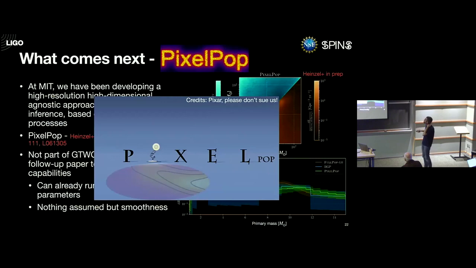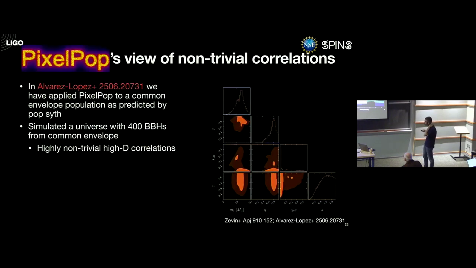Okay, very good. For the last few minutes of my talk, I want to talk about something which I think is nice and I'm quite proud about. And that is the fact that we have shown, in a paper led by Sofia Alvarez-Lopez, how with pixel pop we can measure in an unbiased way the population parameters of a population which is non-trivial, meaning not heuristic, not made up by me, with power laws and peaks or whatever, but actually born of pop-synth results.